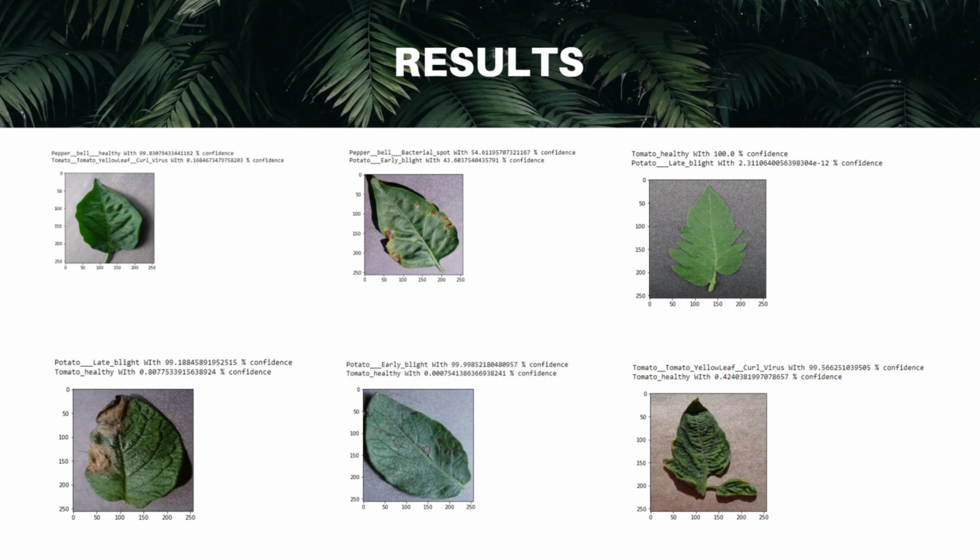This research is expected to help farmers and plantsmen with the early identification of leaf diseases to improve the quality and productivity of crops and plants.